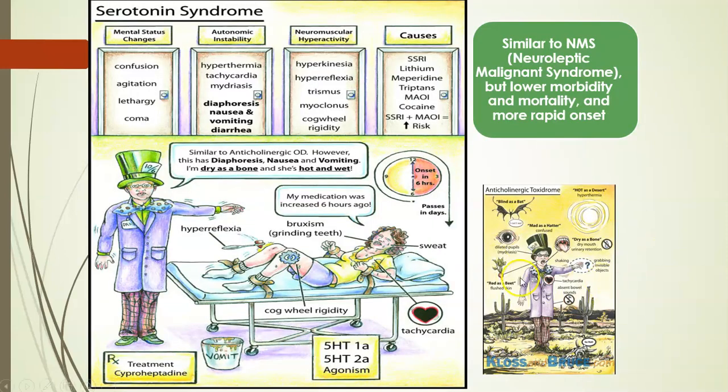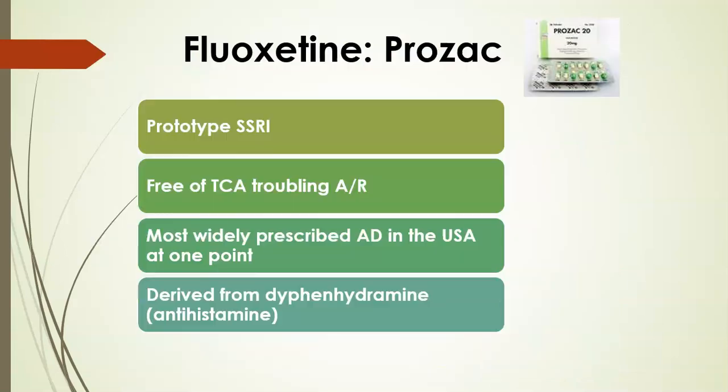So this cartoon here shows what serotonin syndrome is all about. It includes mental status changes, autonomic instability, neuromuscular hyperactivity, and these are some of the causes. And serotonin syndrome is actually very similar to neuroleptic malignant syndrome, which we will also see when we do the antipsychotic lecture. But the morbidity and mortality is lower, so that's the good news. Although the onset is more rapid, it occurs more suddenly.